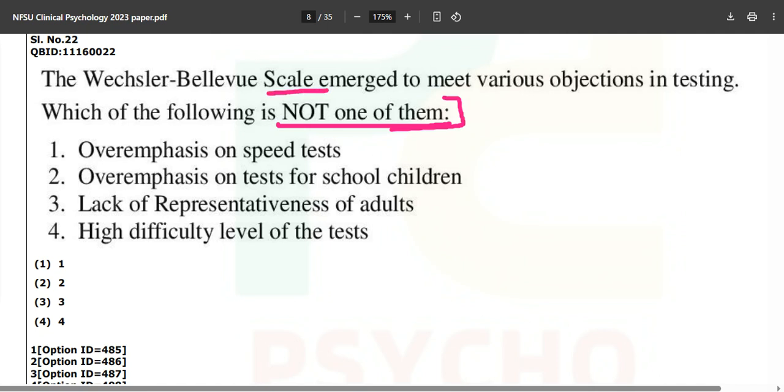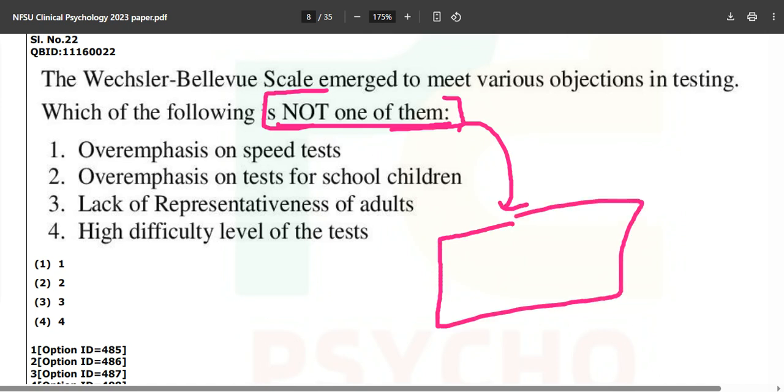This is a difficult one, this is a tricky one, and you have to learn some things over here. Overemphasis on speed test, overemphasis on test for school children, lack of representativeness of adults, and high difficulty level of the test. Okay, so try to answer what is the correct answer for this in the comment section.